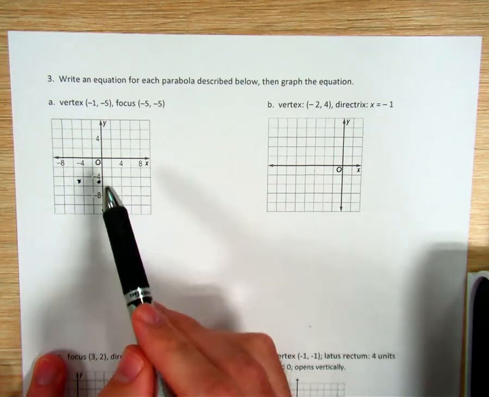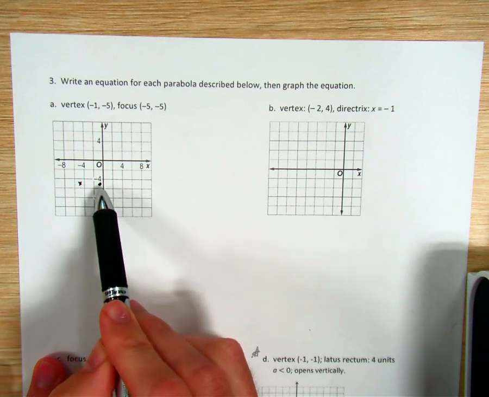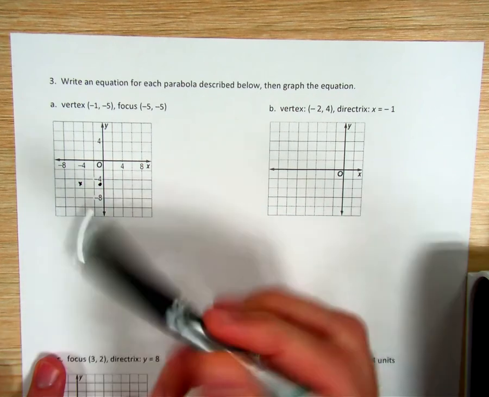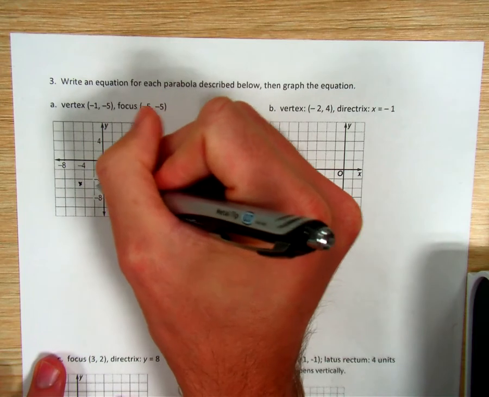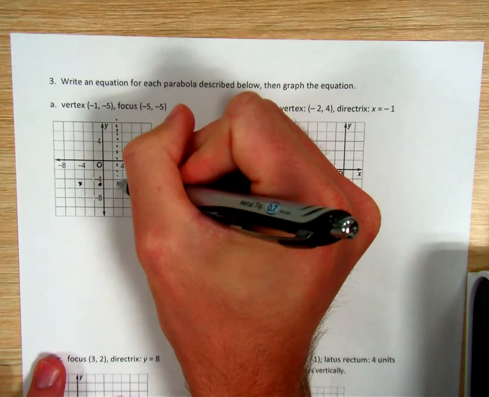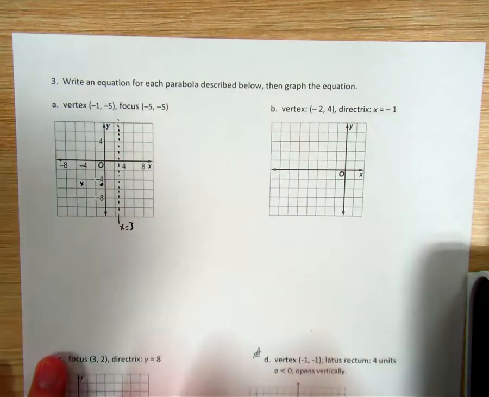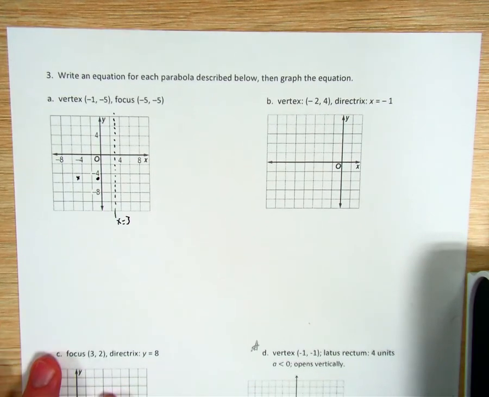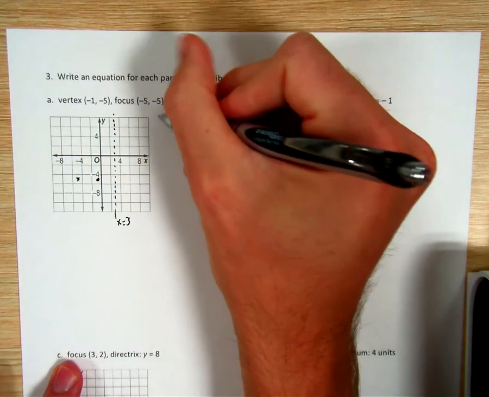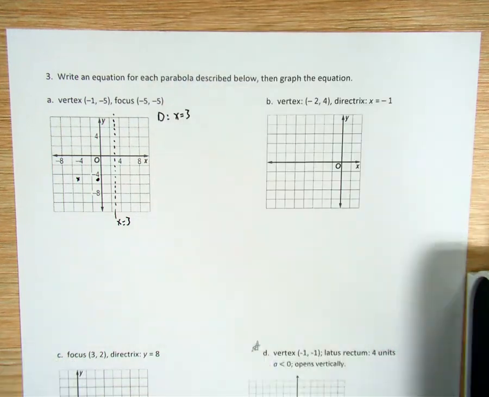So the distance from the focus to the vertex is going to be the same distance from the vertex to the directrix, our imaginary line back there. So if these are 4 apart, then I know my directrix is going to be 4 apart. 2, 4. It's going to be right down the line there at x equals 3. Okay? So I've got my focus, my vertex. I now know my directrix is at x equals 3.